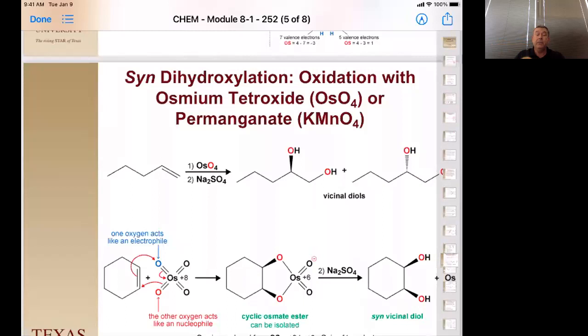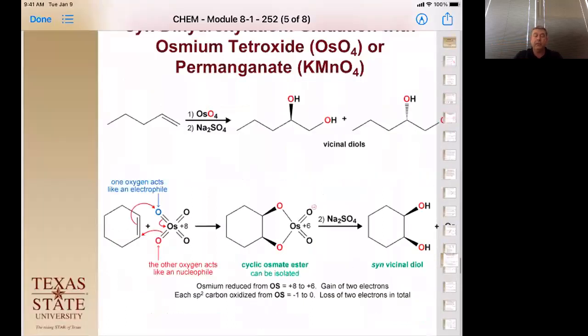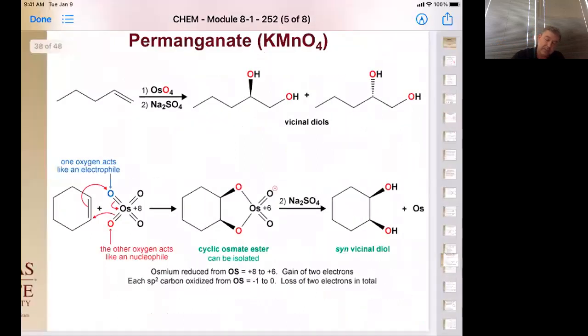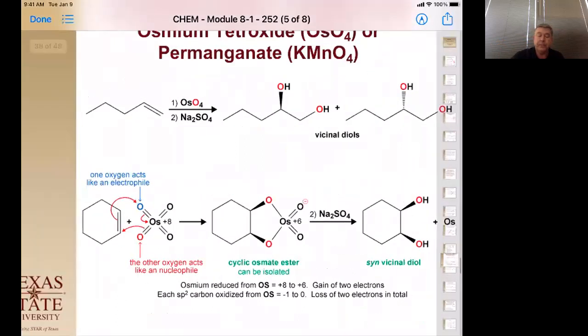However, if you are going to have it be the diol, you have to reduce off the osmium to create osmium and our diol. Notice that this is a syn addition. Because both oxygens are going on the same side, it is a syn addition.